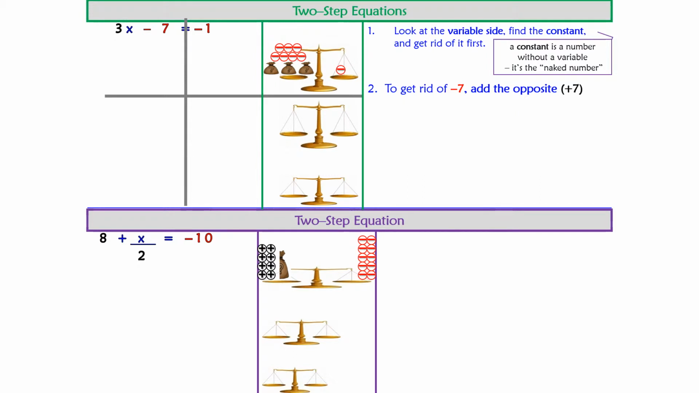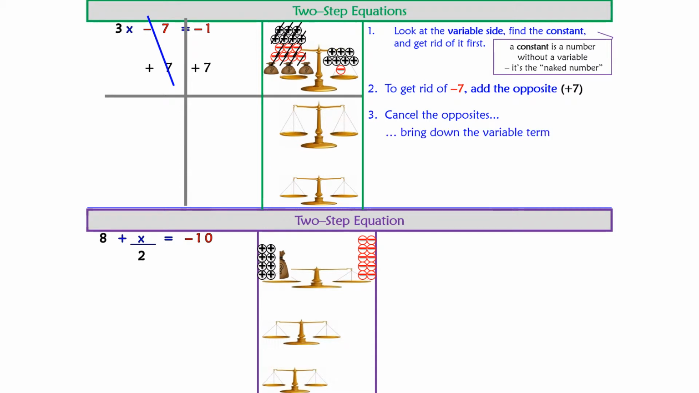So to get rid of it, we are going to add the opposite to both sides. If you look at the model, we have also added 7 positive counters to both sides as well. So on the variable side of the equation, that negative 7 and positive 7 are going to cancel because, of course, their sum is 0. And that's just going to leave us with 3x, or on our model, 3 mystery bags.